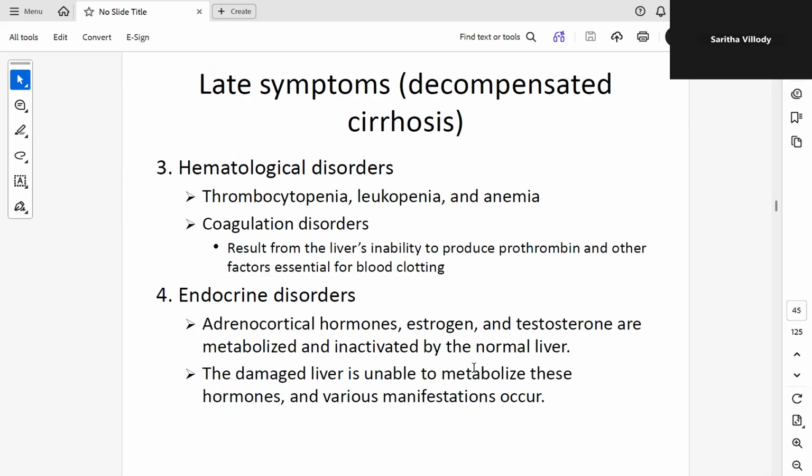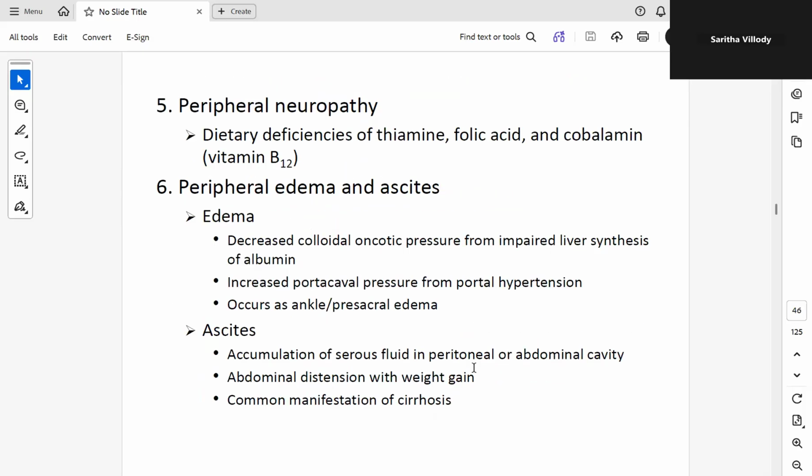And also, one of the complications of liver disease is bleeding, so that can also lead to anemia. As we said before, we see endocrine problems because all these hormones, steroid hormones, estrogen, testosterone, all of that are metabolized by the liver, and that functionality is lost. Peripheral neuropathy, basically because of deficiency of vitamin B12, folic acid, thiamine, etc.